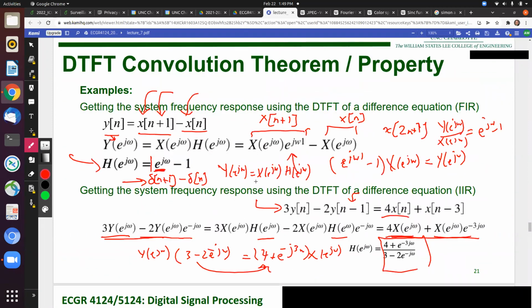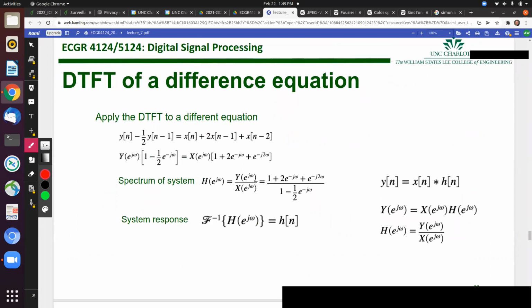So this is a DTFT of a difference equation. Well, we've done this a lot. I don't know if we're doing anything important and new here. This is the same exact thing that I just did on the previous slide. So I'm just going to go on to the next slide.